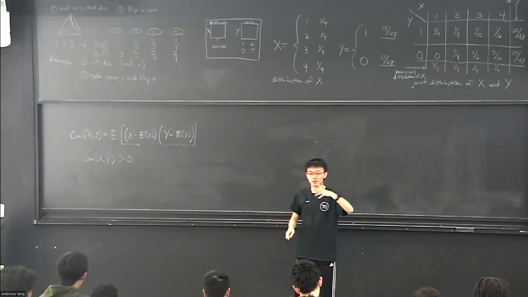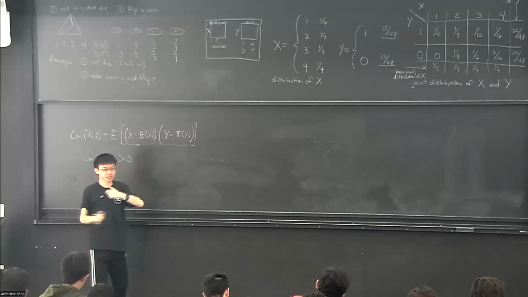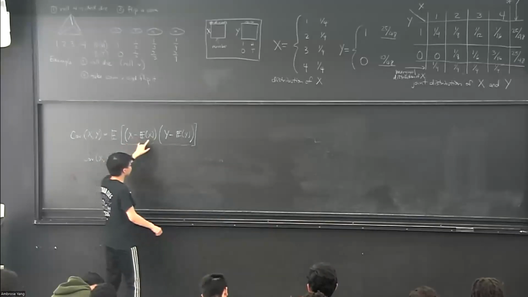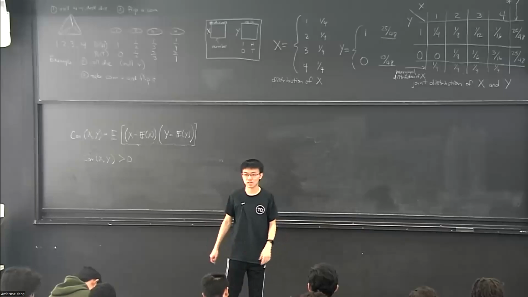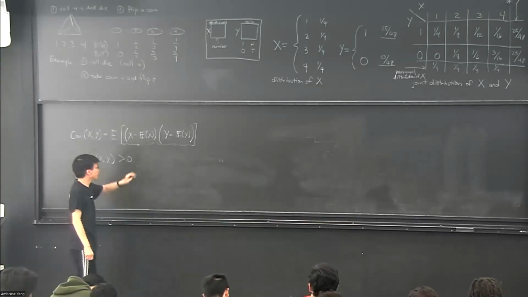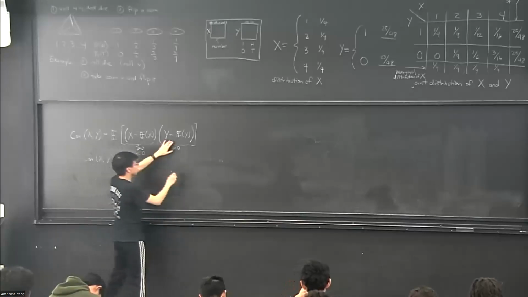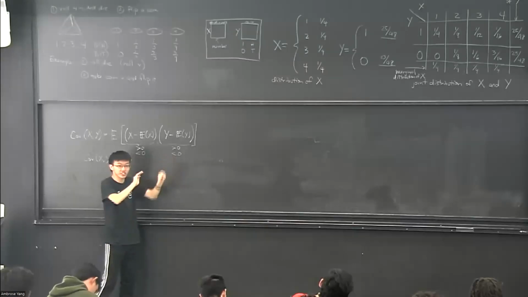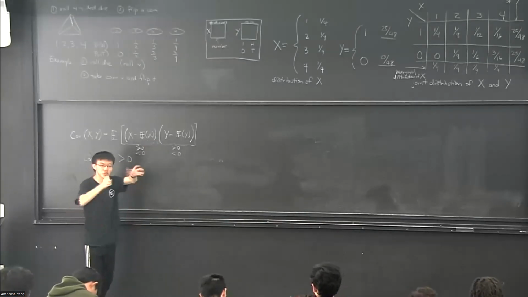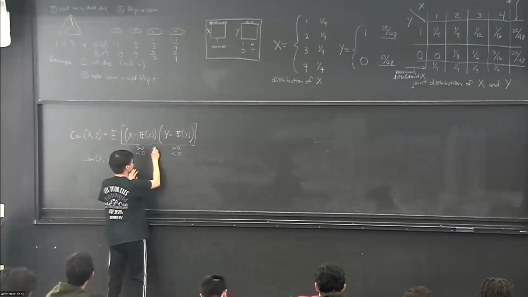What does it mean for this product to be more likely than not positive? When is a product positive? When the individual terms have the same sign. So if this product tends to be positive, these two terms tend to have the same sign. More often than not, when this is positive, this is probably positive, and when this is negative, this one tends to be negative. This is not saying that when this is positive, this is definitely positive. It's saying that these two terms, more often than not, usually have the same sign. Now, what does it mean for this? These two things tend to happen.